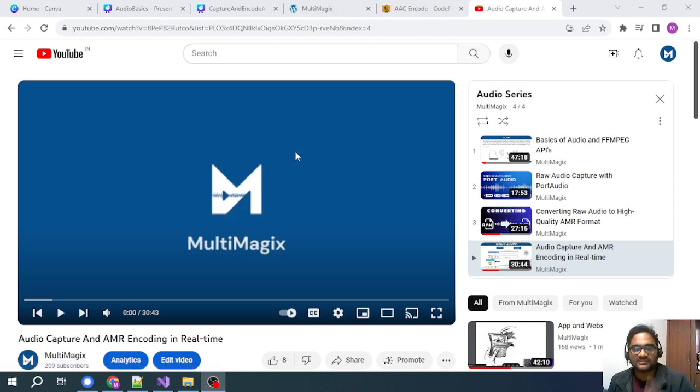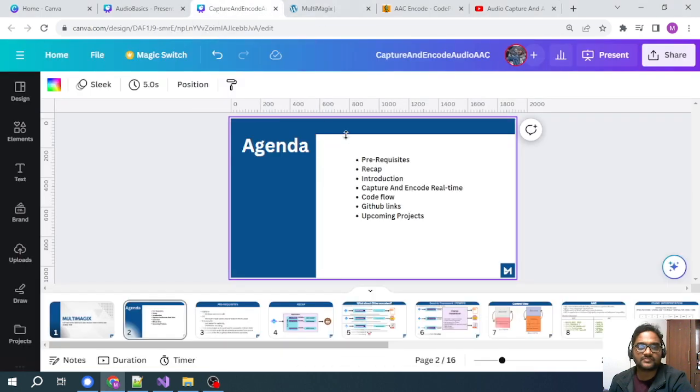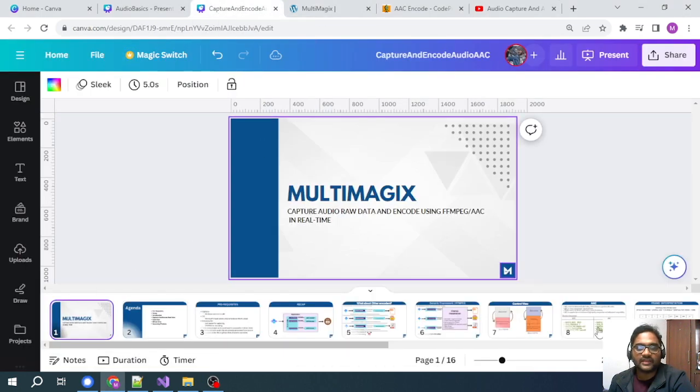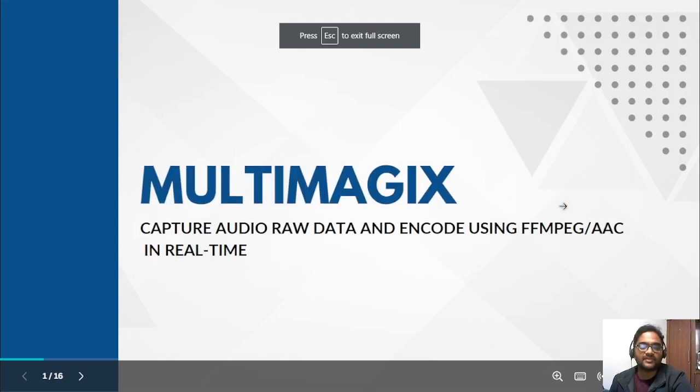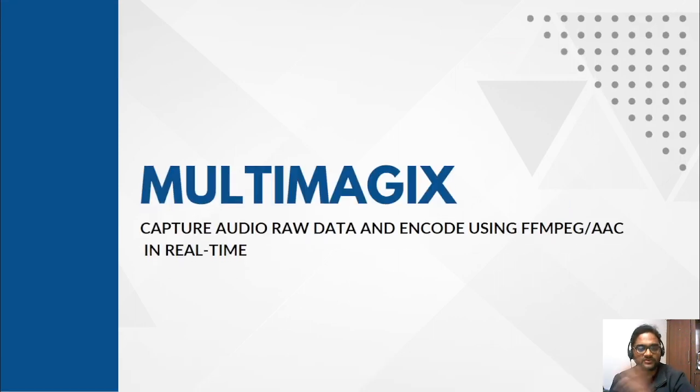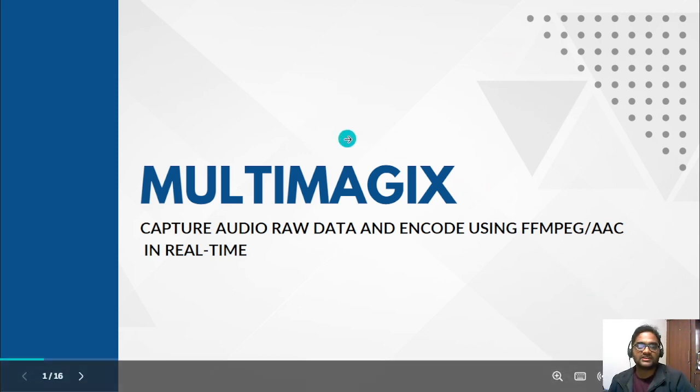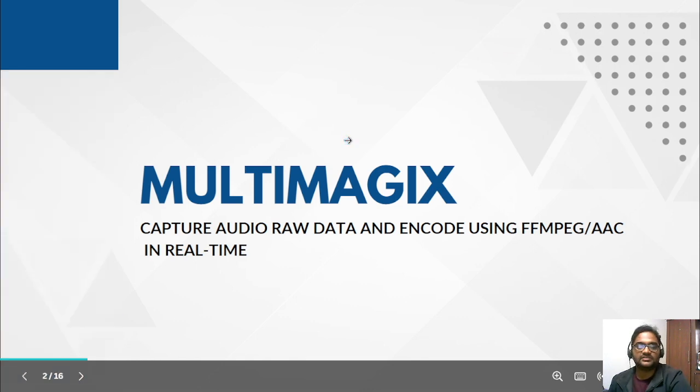Today's video is the fifth video in this series, and we'll be discussing an interesting project called Capturing Audio Raw Data and Encoding using FFmpeg for AAC in real time. This is similar to the previous video. Instead of AMR, here we'll be using AAC with the help of FFmpeg. So let's jump into today's content.